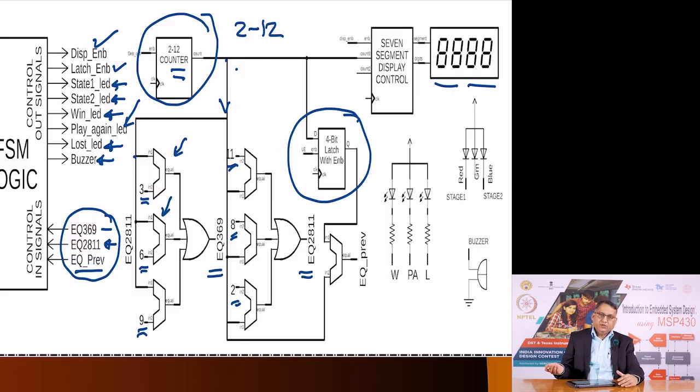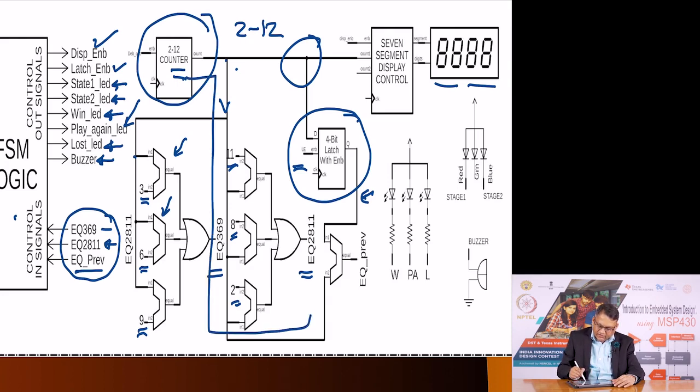In case you are in stage 1 and you neither win nor lose, the finite state machine will generate a control signal to capture this input, and it will be available at this point, and it will be compared with the current value when you roll the dice again. If these 2 numbers match, then it is called EQ previous, and this goes again to the state machine as a status signal, and the state machine will decide what to do with that number.